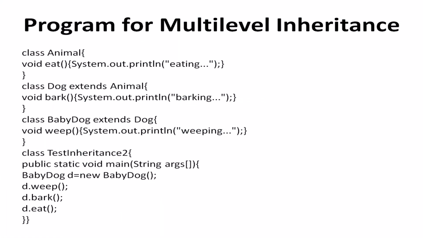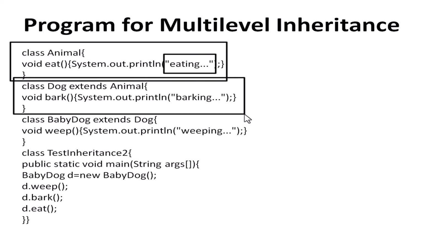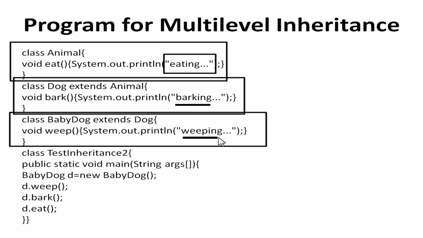So next one is multi-level inheritance. Already we have seen what a multi-level inheritance is. Now here we are going to take the example of animal. Every animal has a common property, eating. Next, dog is an animal, which is going to bark. Next, baby dog, which is going to weep. So we are going to give three features to three different classes, where animal is the base class.